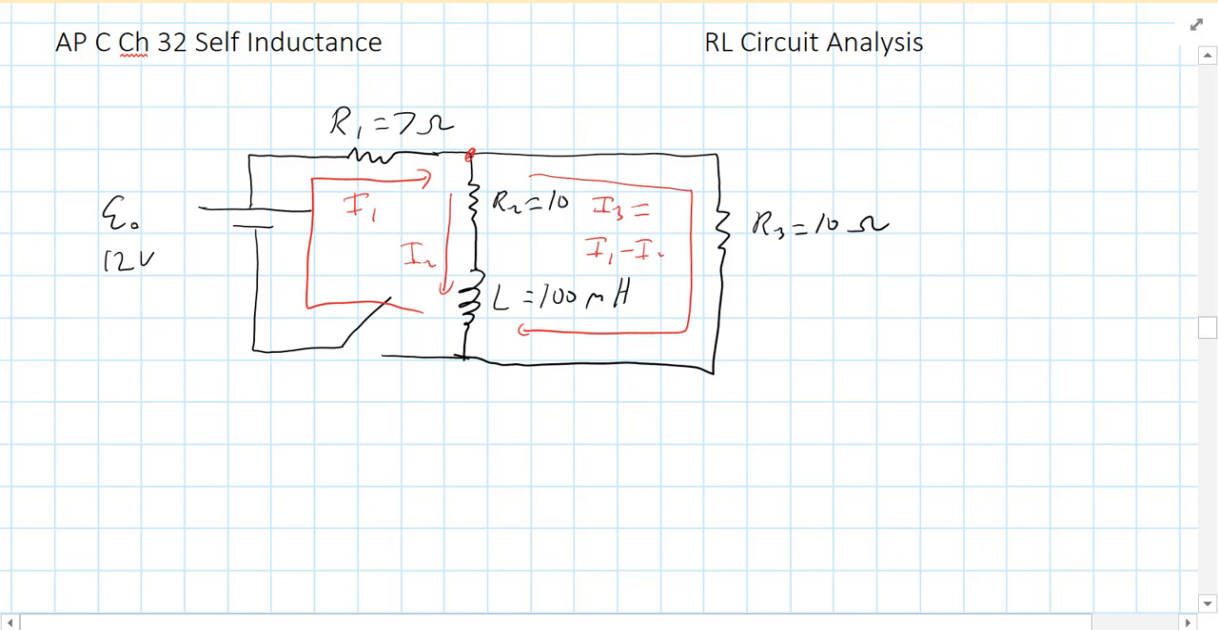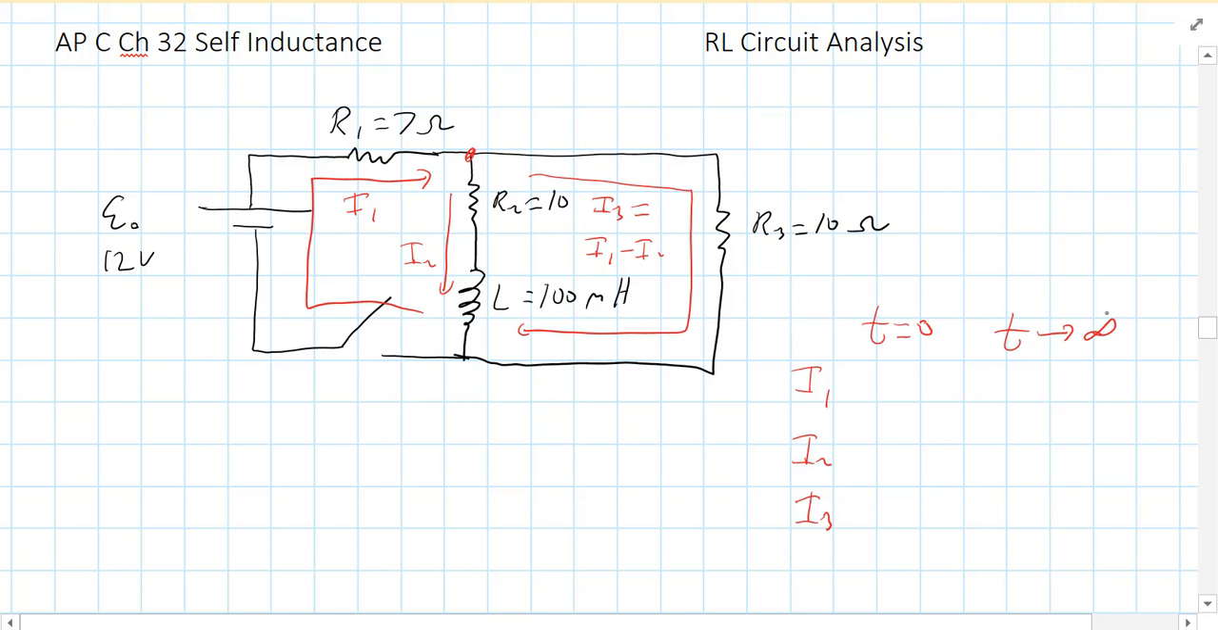Okay. Now, we're going to eventually do some math to get all those currents as functions of time. But before we do that, we're going to look at the beginning and final values of those currents. That you can do without doing a whole lot of math. So we're going to look at I1, I2, and I3, first at t equals 0, the moment we close the switch, and then after a long, long time.